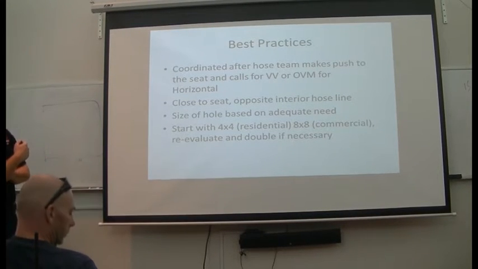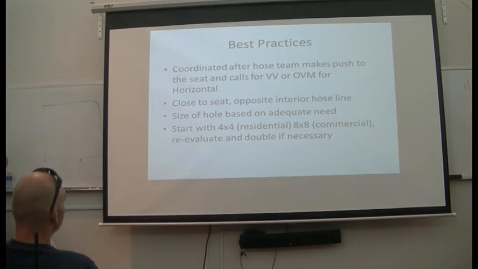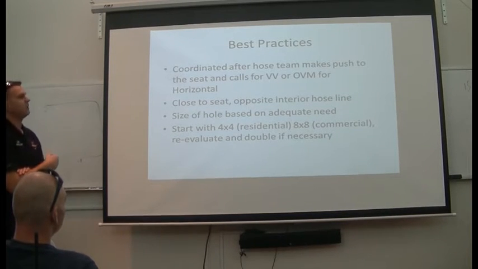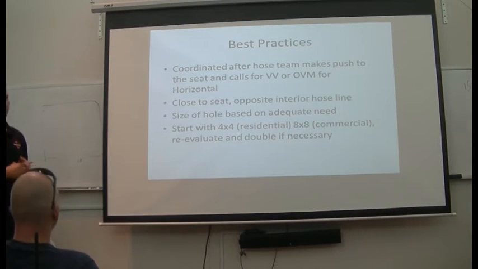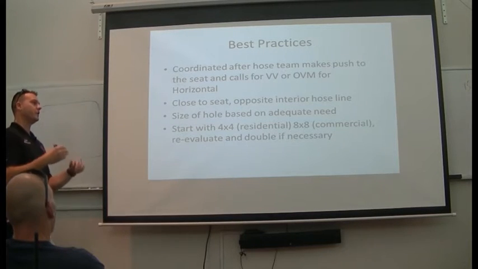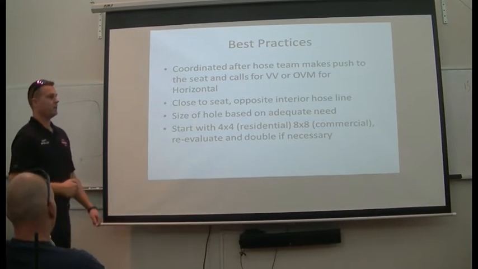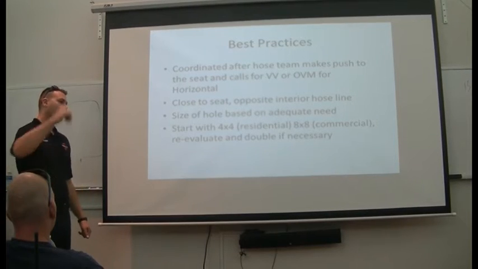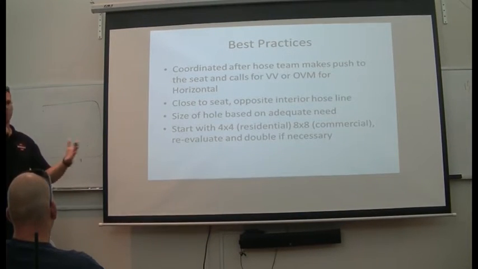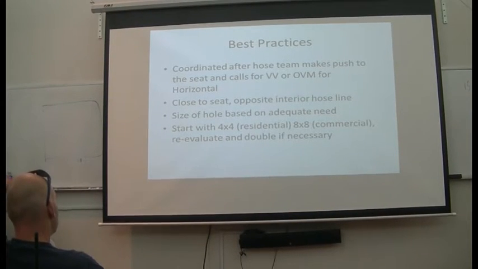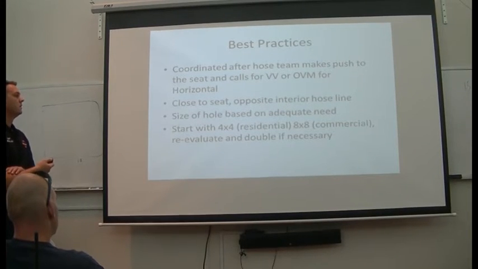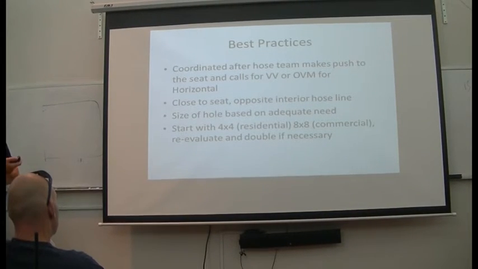So our best practices. Coordinated after teammates push the seat and call for vertical ventilation or the outside vent, or if we don't have the manpower, then they push through, they put the fire out, they take the window, and they do horizontal ventilation, right? So close to the seat, opposite of the interior hose line, that's where we should be outside venting.